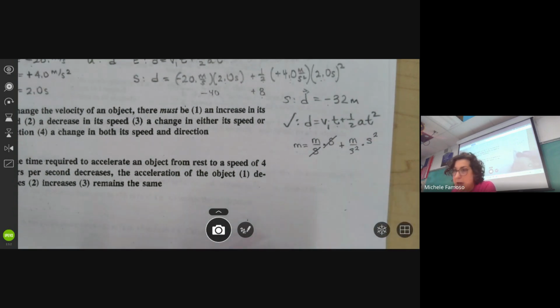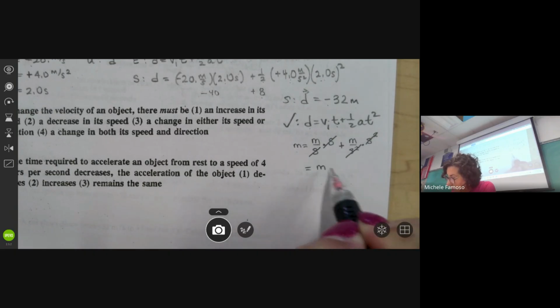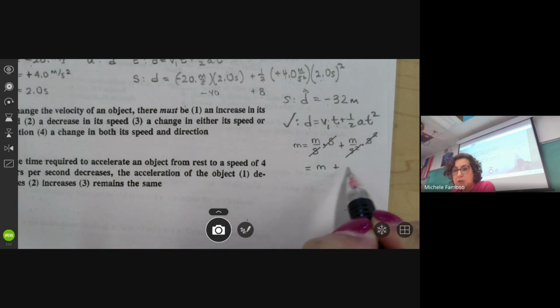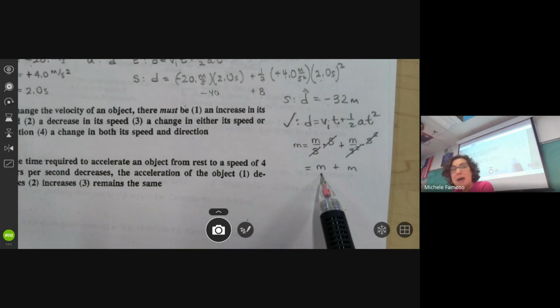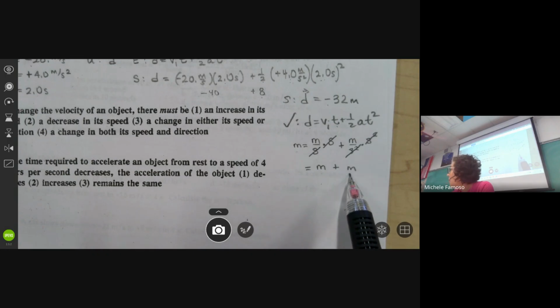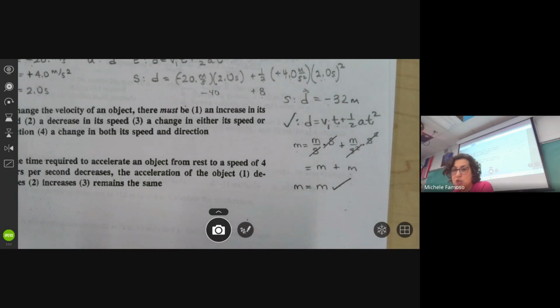This cancels that. This cancels that, leaving me with some amount of meters added to another amount of meters. The answer isn't 2m. This is not what you do in math class, where that's a 1 and that's a 1. There are no numbers. If I had an amount of meters added to another number of meters, I'm going to end up with a number of meters. Notice both sides check. That is how we do the dimensional analysis on that equation.